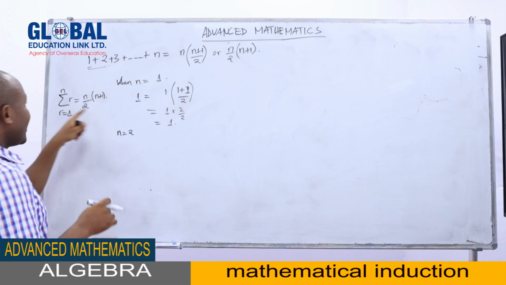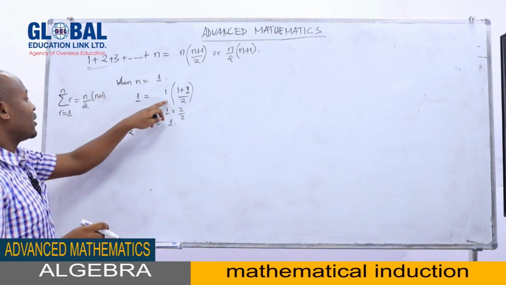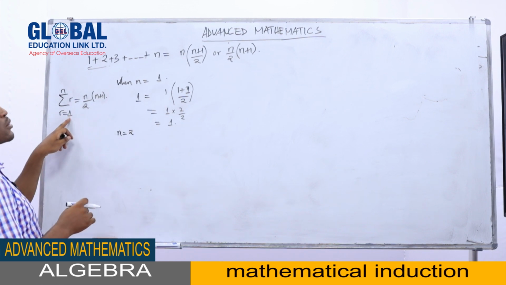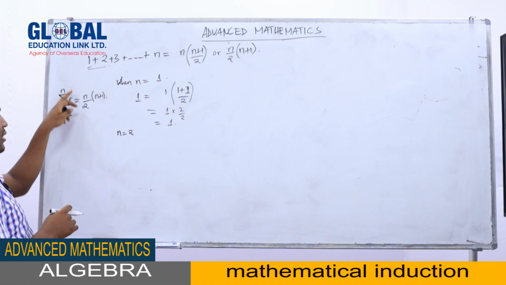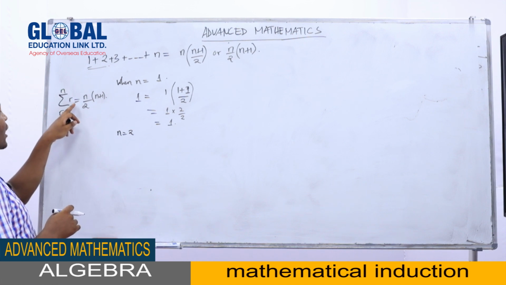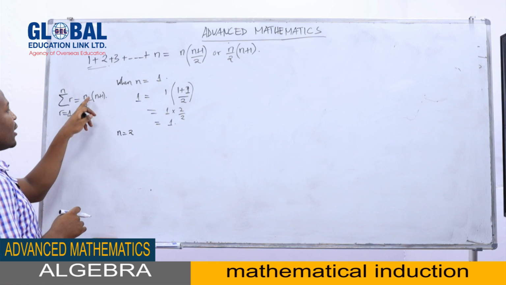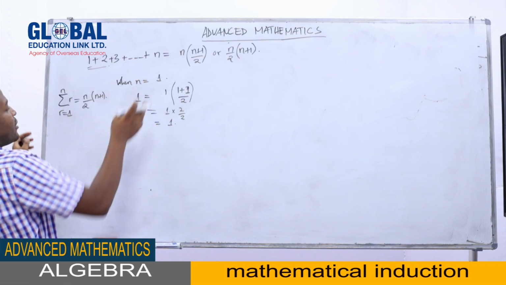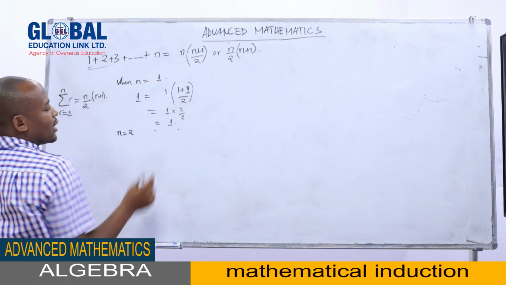That's what we are trying to do. As we are doing the first one, that means r was 1 and n was 1. That means we had 1 on the left hand side and 1 from the right hand side. That means we had that answer there.